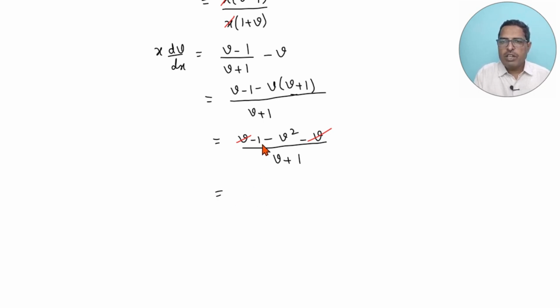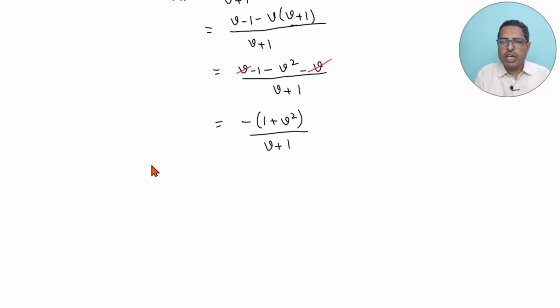And we see that both these terms have a negative sign. It's better we take that negative outside. We are left with 1 plus v square, the whole divided by the denominator v plus 1. Let us try to separate these v values. Cross multiply, you will be getting v plus 1 divided by 1 plus v square, which comes in the denominator.